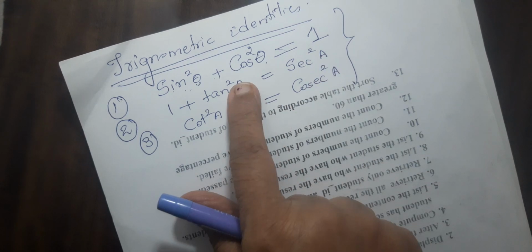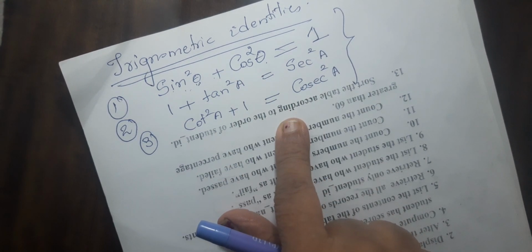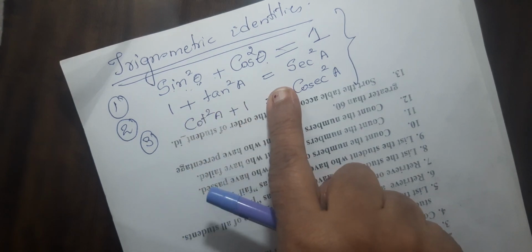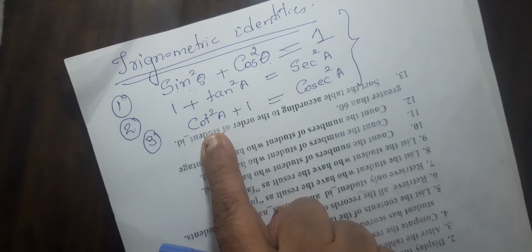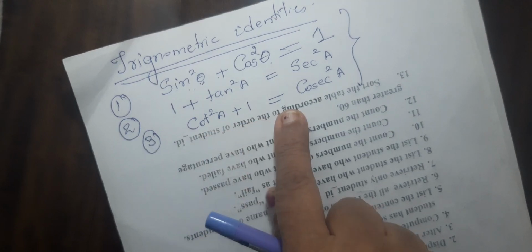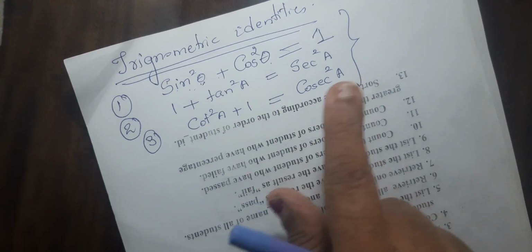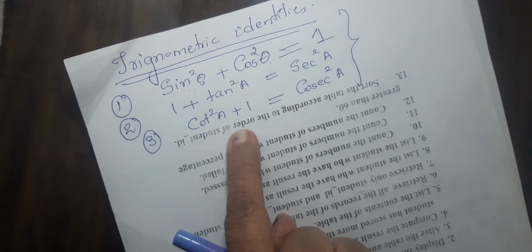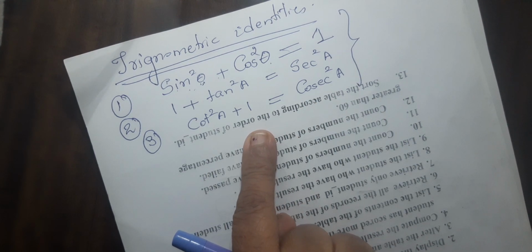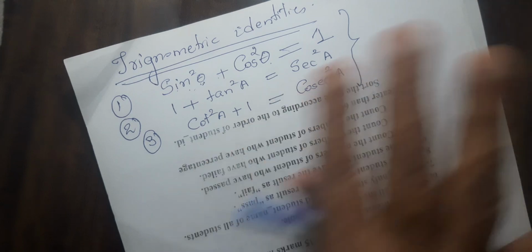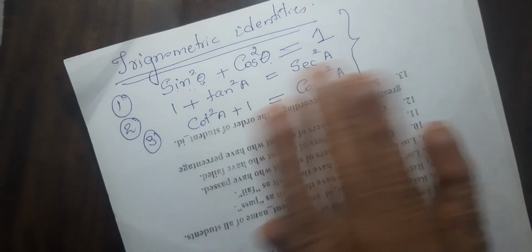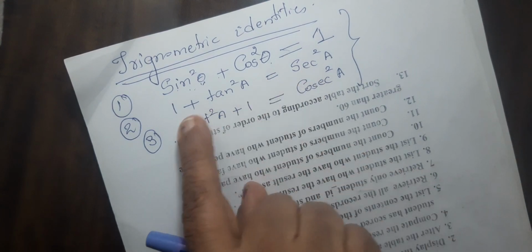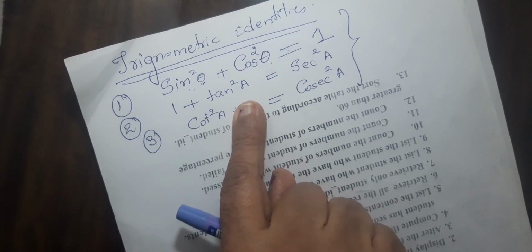We can prove all these three now. The second identity is 1 plus tan squared a is equal to sec squared a. The third one is cot squared a plus 1 is equal to cosec squared a. The same thing can be written as cosec squared a is equal to 1 plus cot squared a. It can be written in different forms, it is the same thing, just we are moving the terms to this side or that side. See, sec squared a is equal to 1 plus tan squared a, I can say.